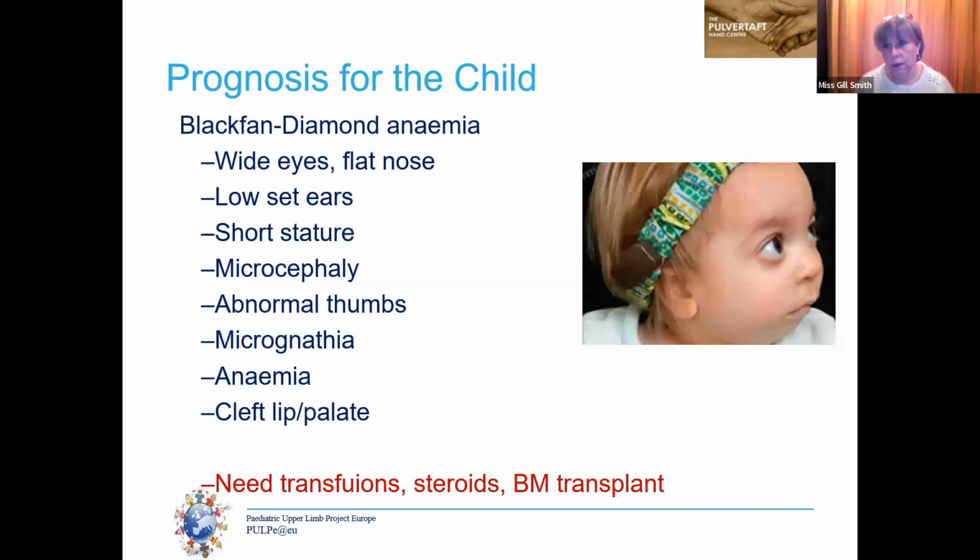Another one that can be a problem is Diamond-Blackfan anemia. And these patients typically have abnormal thumbs. So thumb hypoplasia of some sort, triphalangeal thumbs. And they have features of a very flat nose, low set ears, slightly small face. They're often a bit short in themselves. They're micrognathic. And they're anemic and often need blood transfusions for many years. They may need steroids to maintain their blood count, and some will need a bone marrow transplant.